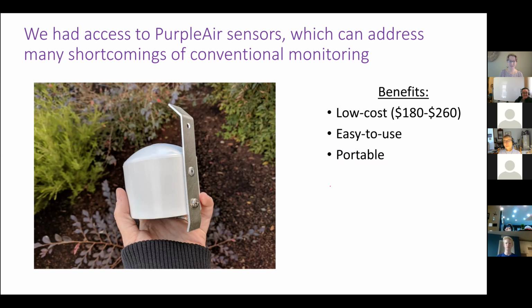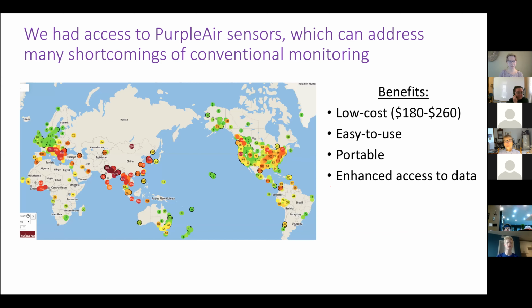They're portable, as you can see in the image here, so if your pollution source changes, the sensor's location can change as well. They offer enhanced access to data. So this is an open source map that all the data that's collected with PurpleAir sensors in the world goes to. So that means anyone with Wi-Fi access in the world can access this data.